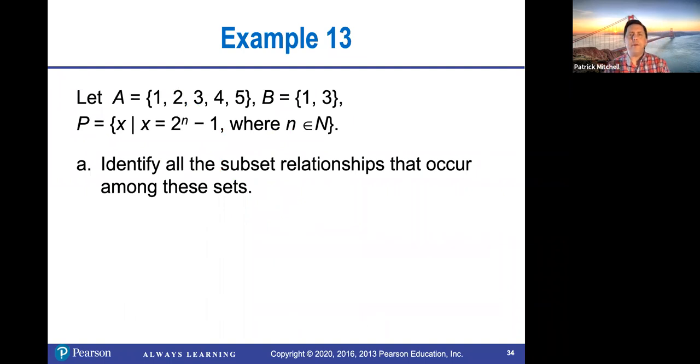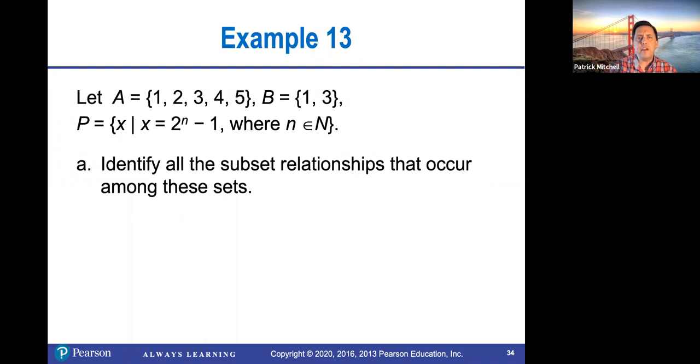All right, example. Let A be the set 1, 2, 3, 4, 5. B is the set 1 and 3. And then P is this complicated sounding thing, the set of all x such that x is equal to 2 to the power n minus 1, where n is a natural number. And they want us to identify all the subset relationships that occur among these sets.